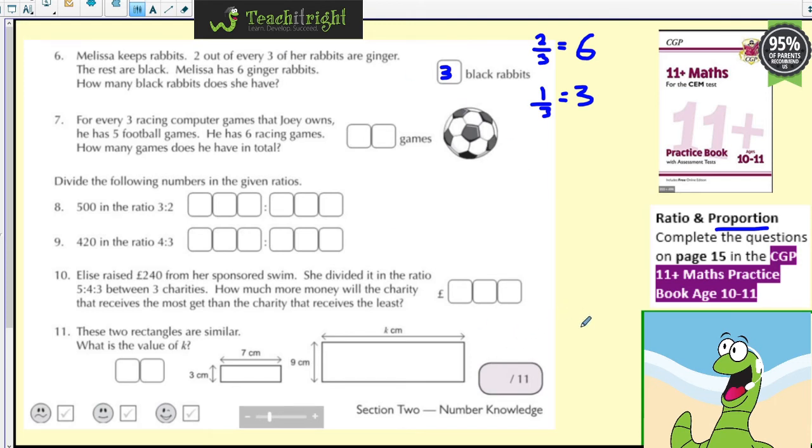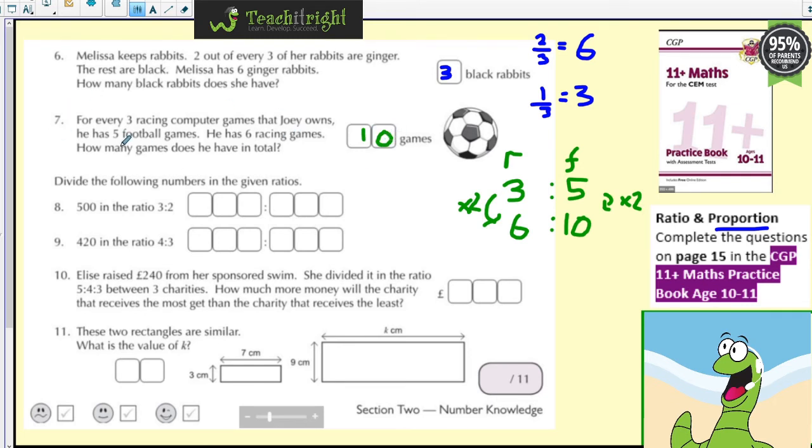Number 7. For every 3 racing games that Joey owns, he has 5 football games. So he has 3 racing games to 5 football games. So that's now your ratio. If he has 6 racing games in total, how many football games? Again, I think the hard part is just setting out this ratio, but once it's set out, racing games to racing games, we can see that going from here to here is twice as many. So I have to do the same thing here, twice as many. So he's going to own 10 football games.